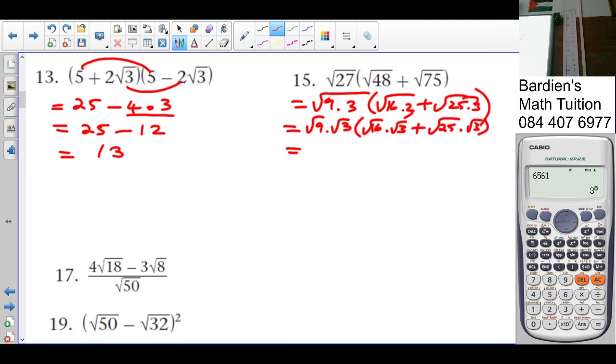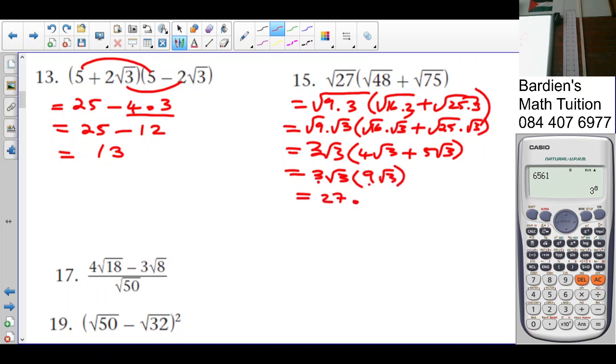So root 9 is going to be 3 root 3. The root of 16 is 4 root 3. Root 25 is 5 root 3. We add the like terms there. So 3 root 3 plus 4 root 3 plus 5 root 3 is going to be 9 root 3. 3 times 3 is 3 times 9, sorry, is 27. Root 3 times root 3 is 3. Or root 9. 27 times 3 is 81. Any problems there?